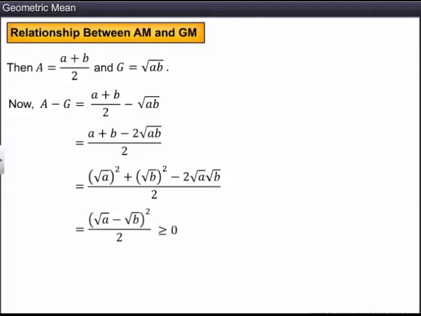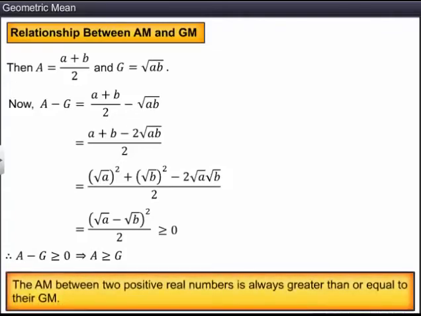Therefore, A minus G is greater than or equal to 0. This implies A is greater than or equal to G. Thus, the arithmetic mean between two positive real numbers is always greater than or equal to their geometric mean.